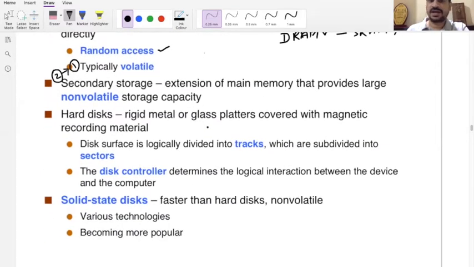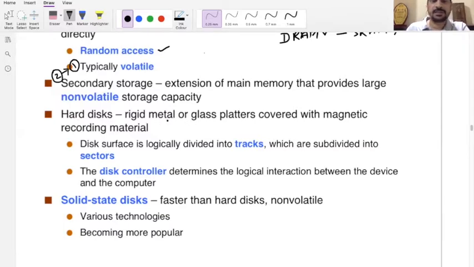Let's go to the secondary storage or secondary memory. We have two options: one is the hard disk, also called the magnetic disk, and the second is the solid state disk, SSD. So we have SSD and hard drive. So what is a hard drive?